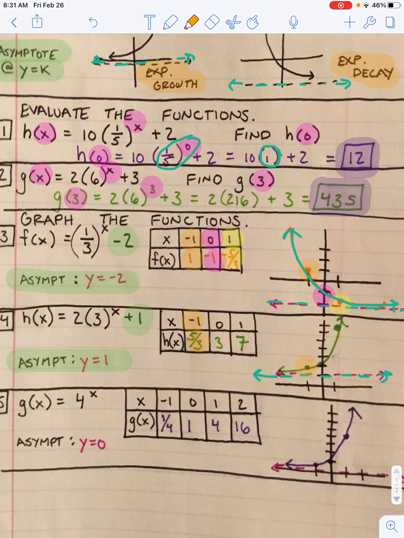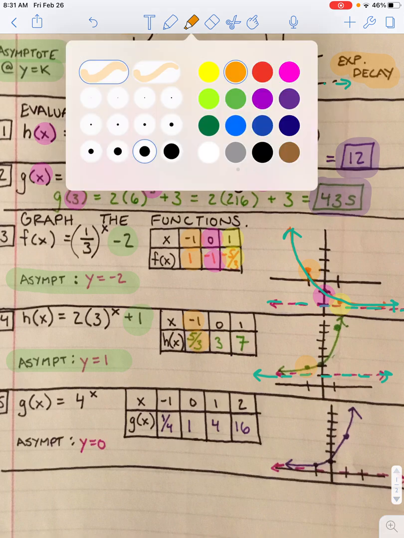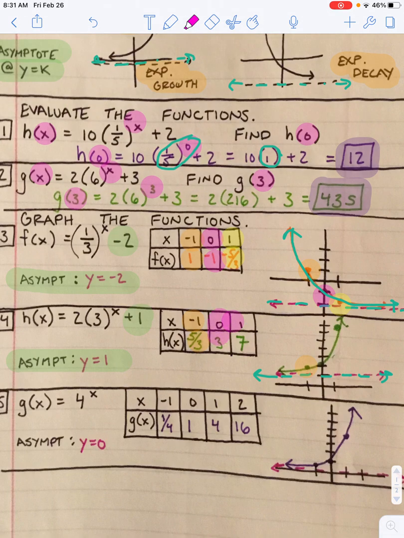Next, I have 2 times 3 to the 0. So let's just try to do this one in our head. 3 to the 0, remember anything raised to the 0 is 1. So I have 2 times 1, which is 2, and 2 plus 1 is 3. So I plot the point 0, up, 1, 2, oh, should be a little bit higher, 3.